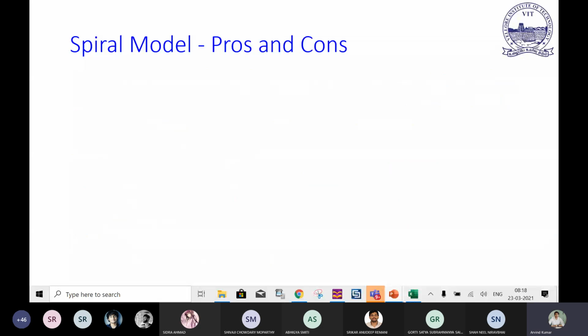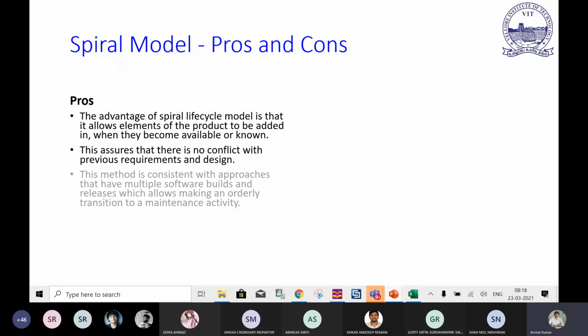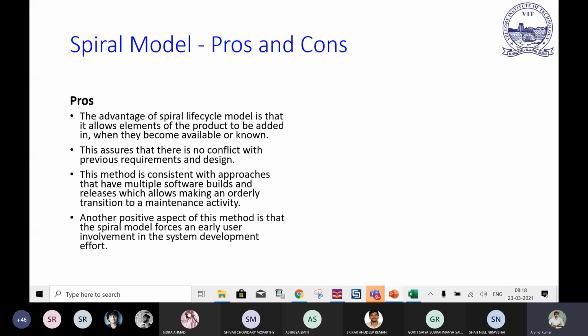Here we can see some spiral model advantages and disadvantages, pros and cons. These are the advantages. The advantage of the spiral life cycle model is that it allows elements of the product to be added in when they become available or known. So anytime you can do that; the previous points are summarized here. This assures that there is no conflict with the previous requirements and the design.